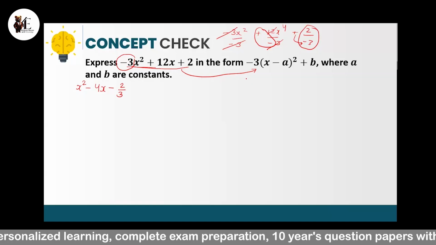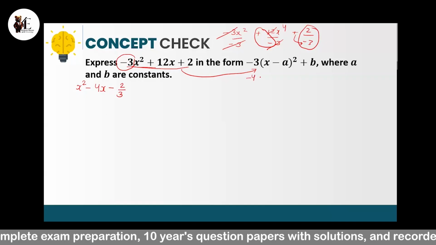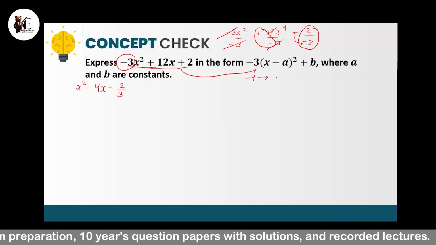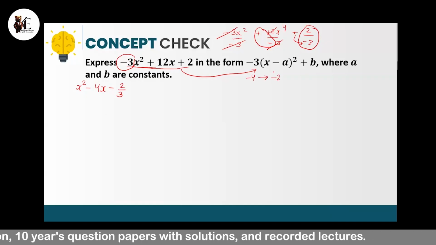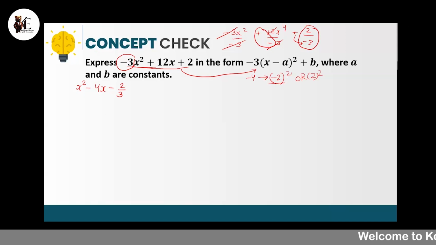So the coefficient of x is -4. Half of it will be -2, and then add a square of it on both the sides. So you can write -2 square or +2 square. It's completely up to you because square of -2 is also +4 and square of 2 is also +4.